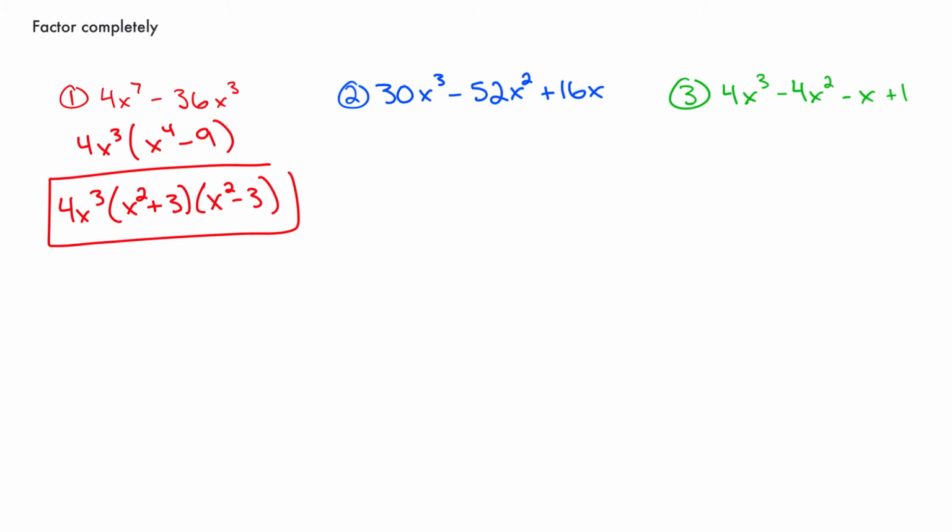I have a 30x cubed minus 52x squared plus 16x. I always start with GCF first. I look at the 30, the 52, and the 16 and ask myself, does anything go into all 3 of them? Yup, 2 does. Then I look at my variables. I have an x cubed, x squared, and x. They all have an x in common. So I'm going to factor out a 2x. That leaves me with 15x squared minus 26x plus 8.